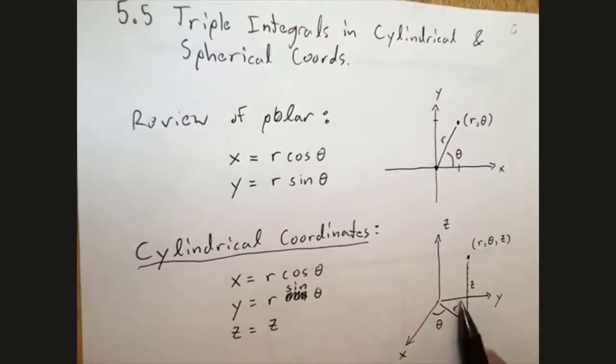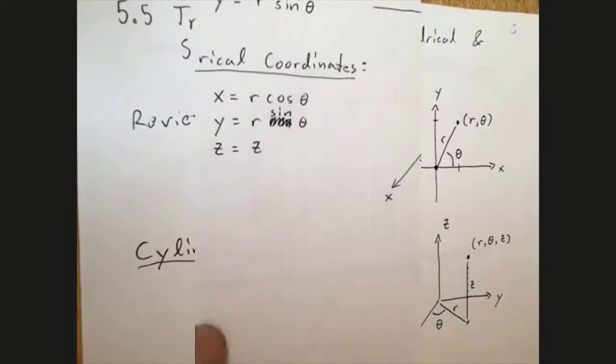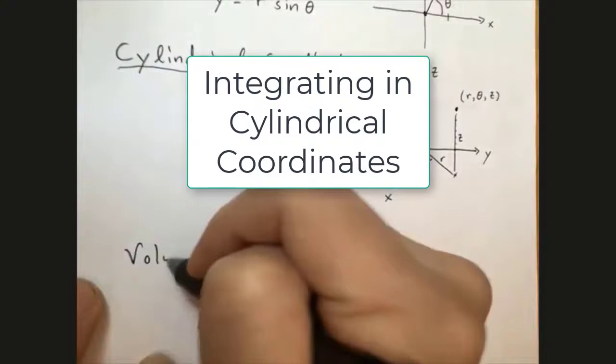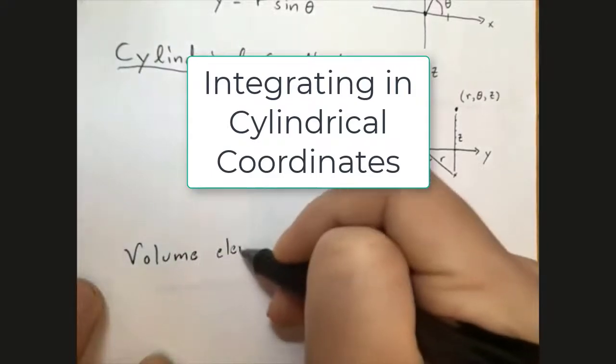So we're going to specify how much we have to spin around in the xy plane, how far we have to go out, and then how high we have to go. And that will tell us where that point is. So we'll talk about the volume element.